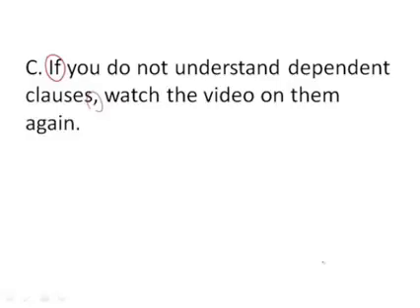So if you do not understand dependent clauses, here's an interesting sentence. It actually refers to what we're talking about. Comma. Here's our dependent clause. Watch the video on them again. So again, there's our subordinating conjunction. You don't need to know the word subordinating conjunction. Just know that if you have if, you have to have a comma at some point, joined with an independent clause.